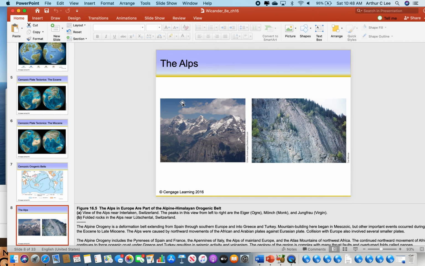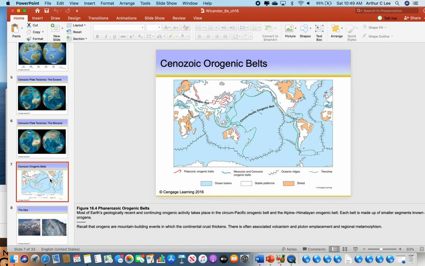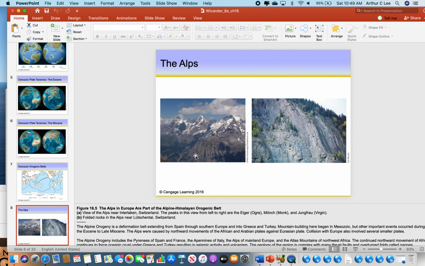Please don't forget that the Alps of southern Europe were formed during the Cenozoic era. How did the Alps form? The Alps formed from Africa pushing into Europe, forming a subduction zone here in the Mediterranean, pushing up the Alps. See the folds in the Alps? Those are synclines and anticlines. They're folded mountains that were formed by Africa pushing into Europe during the Cenozoic era.